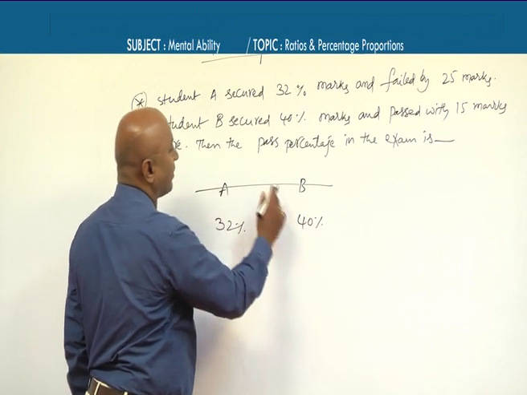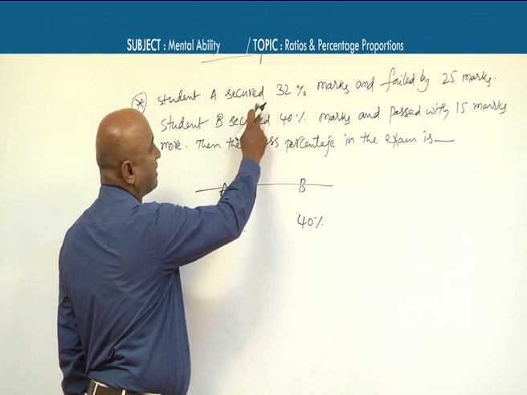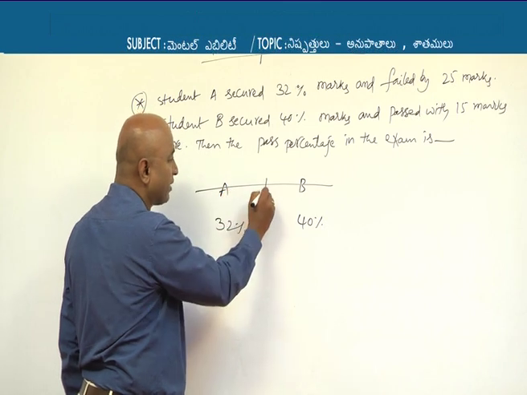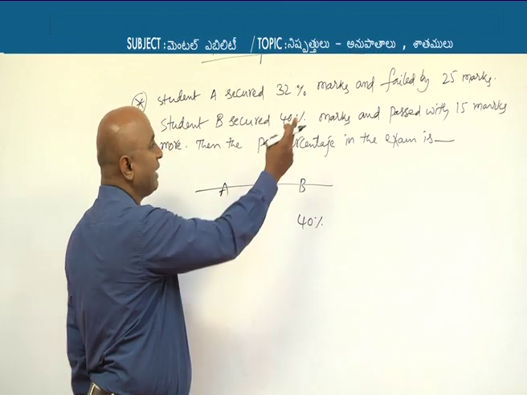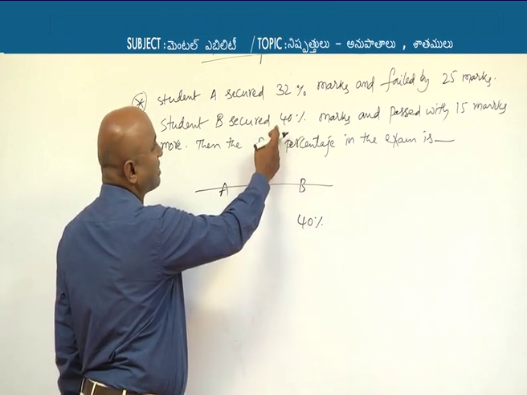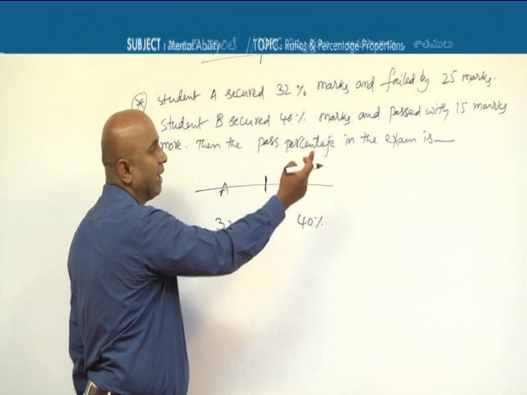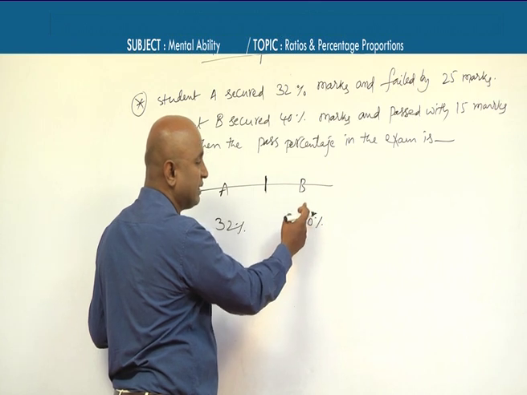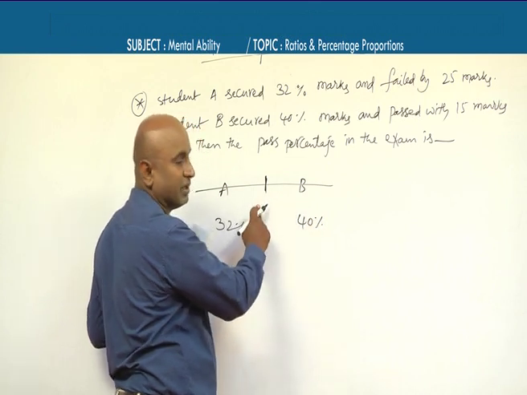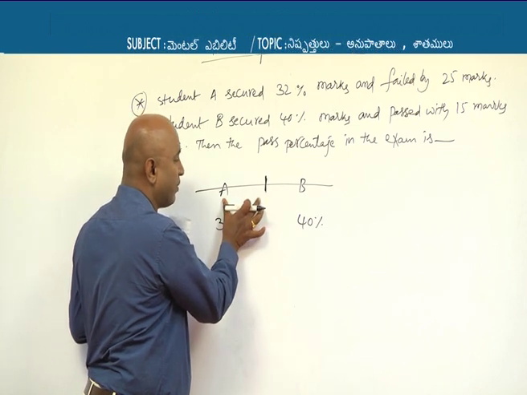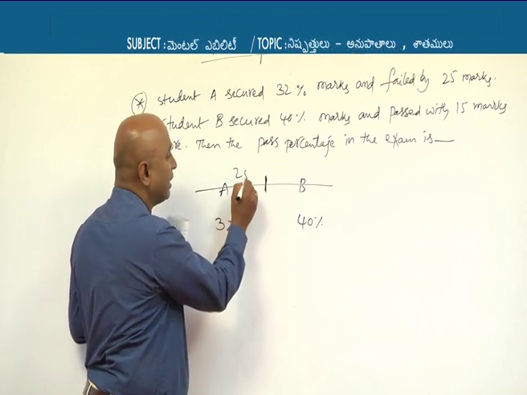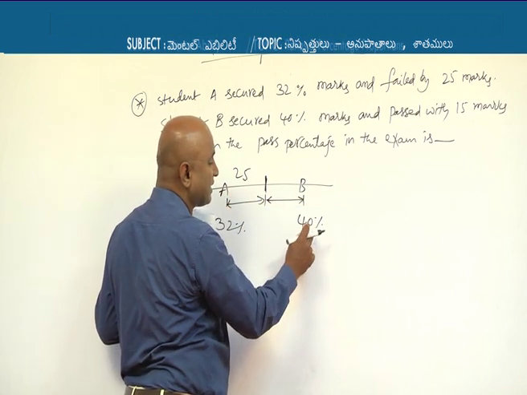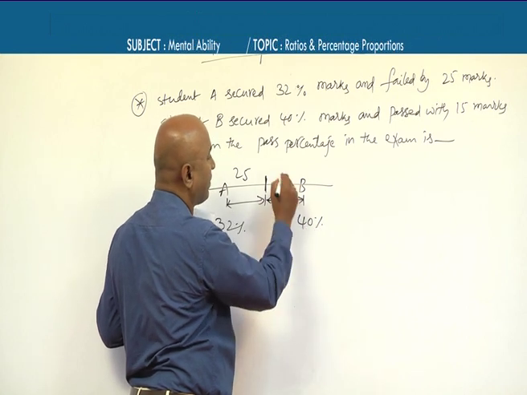A అనే వ్యక్తి 32% మార్కులు వచ్చి 25 మార్కులు తక్కువై ఫెయిల్ అయ్యాడు. అంటే పర్సంటేజ్ మస్ట్ బి మోర్ దాన్ 32%. బి అనే వ్యక్తి 40% మార్కులు తెచ్చుకున్నాడు, పాస్ మార్కుల కన్నా 15 మార్క్స్ ఎక్కువ వచ్చాయి. అంటే పాస్ పర్సంటేజ్ 40% కంటే తక్కువ ఉంటుంది. సో ఏ 32% మార్కులతో 25 మార్కులు తక్కువ రావడం వల్ల ఫెయిల్ అయినాడు. బి 40% మార్కులు సంపాదించి పాస్ మార్కుల కన్నా 15 మార్కులు ఎక్కువ తెచ్చుకున్నాడు.